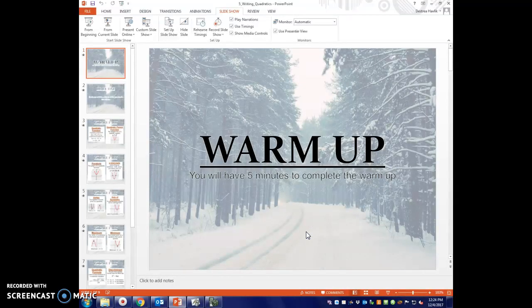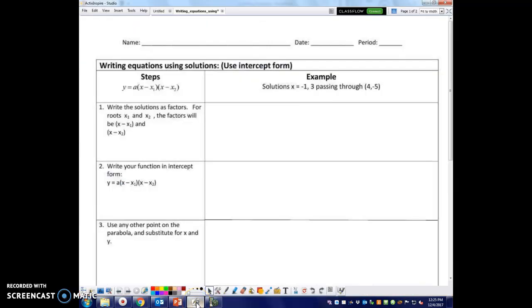All right, so let's look at the worksheet for today. Okay. So, writing equations using their solutions. So this is when you know the solutions of the equation, okay? So we're going to use this formula for all of the problems. It's very similar to how we did things yesterday. For this example, the solutions are -1 and 3, passing through the point (4, -5), okay? So, write the solutions as factors. For roots x1 and x2, the factors will be x minus x1 and x minus x2.